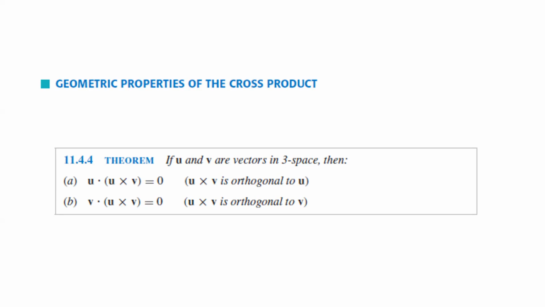There is another property. Since we know that u cross v is perpendicular to both u and v, and we know that if two vectors are perpendicular, then their dot product is 0. So the dot product of u and u cross v is 0 because both are perpendicular. Similarly, v dot u cross v is equal to 0. And this is also because both the vectors are perpendicular.